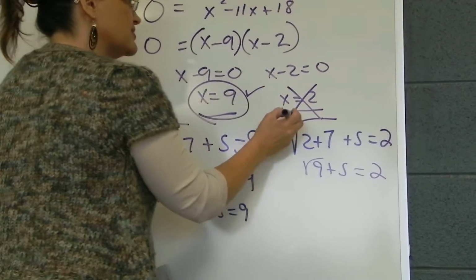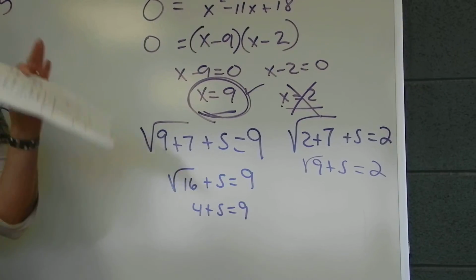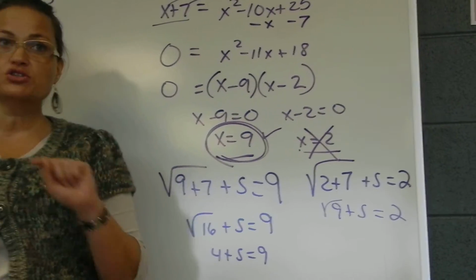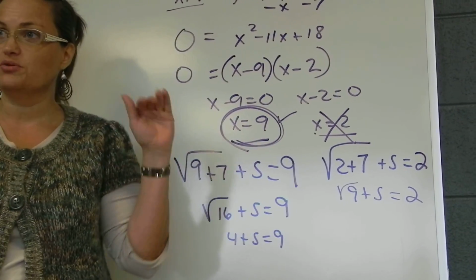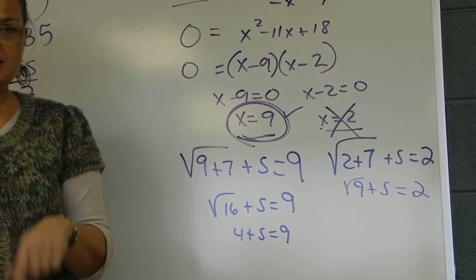So we cannot use that as a solution, even though on the answer key, you may have a choice that says 9 and 2. You'll totally miss it if you do that. You have to make sure you finish the little details and check it.